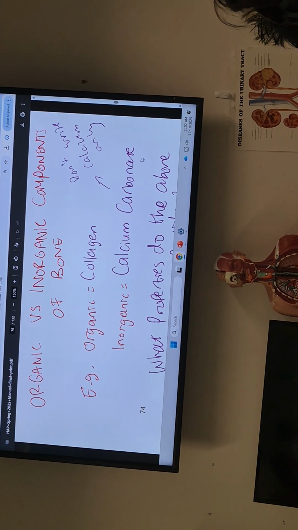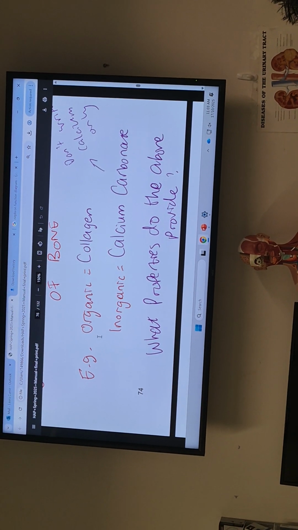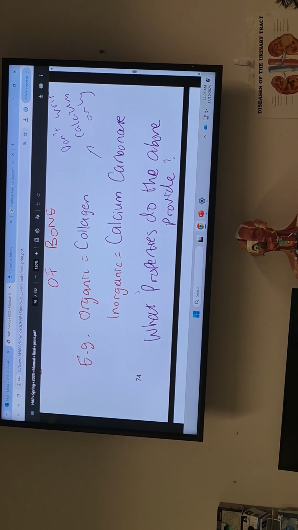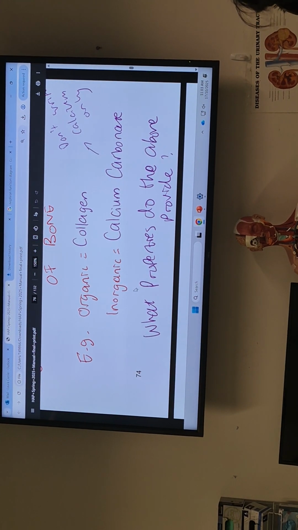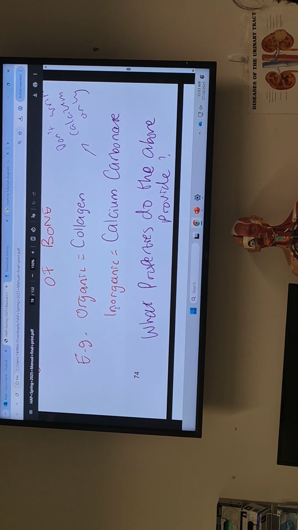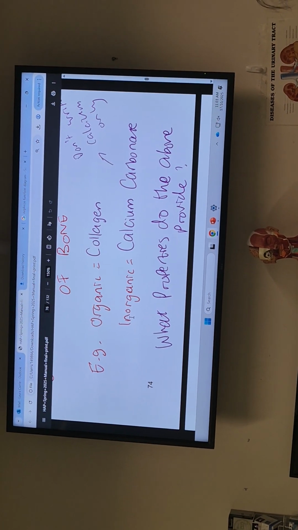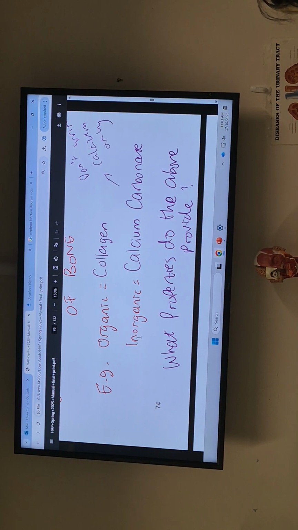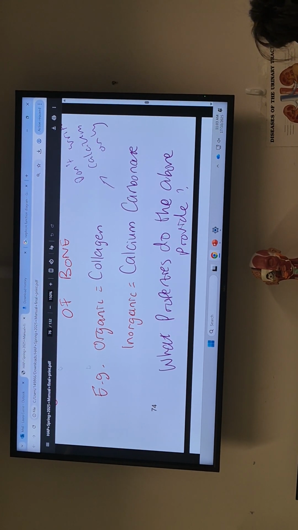And also the properties that they have. So just make sure that you study organic versus inorganic components of bone and what properties they provide for the bone. You can also remember back to that experiment with the acid soaked versus the baked bones, what was stripped off of them, and that is the properties of these components.